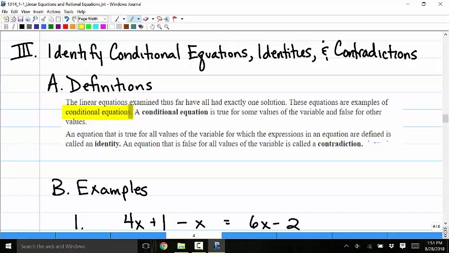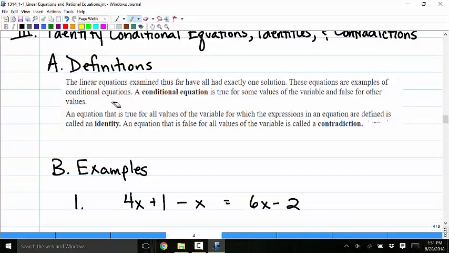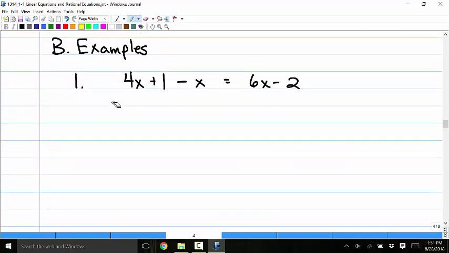An equation that's true for all values of the variable is what we call an identity, and an equation that's false for all values of the variable is called a contradiction. Let's look at those three types. Let's look at examples. Number one, solve 4x + 1 - x = 6x - 2.